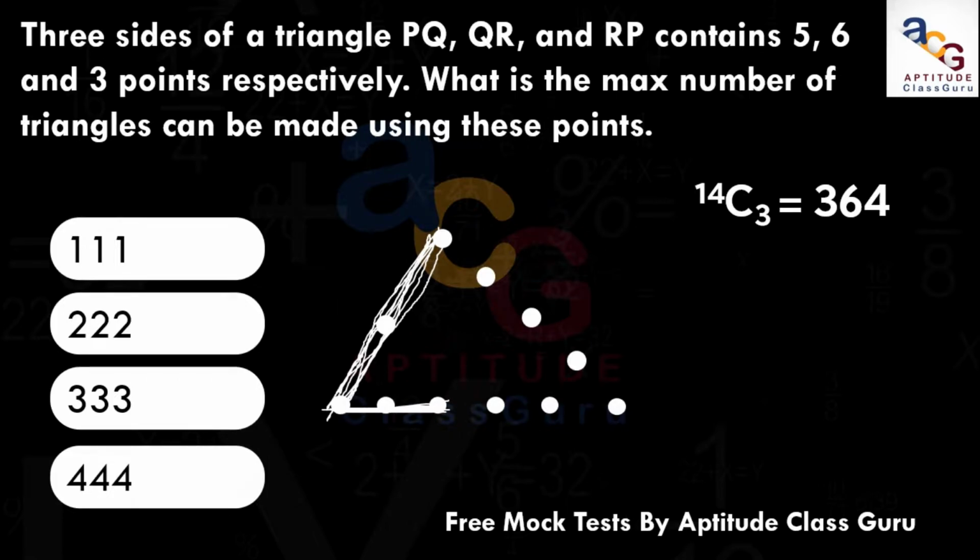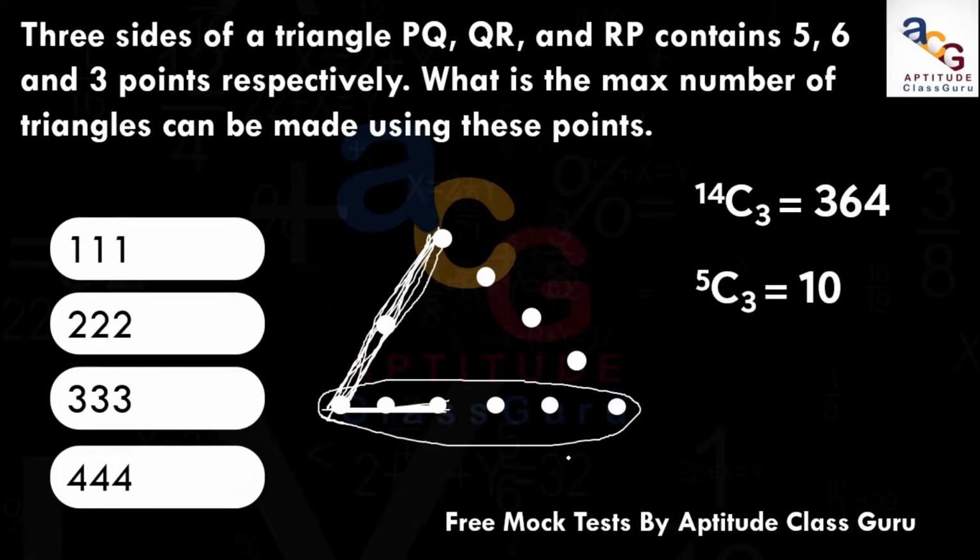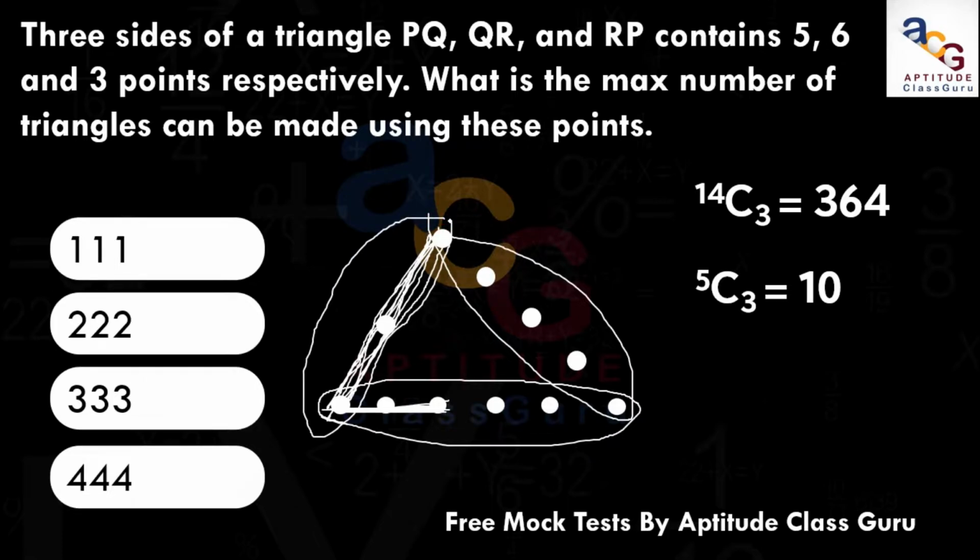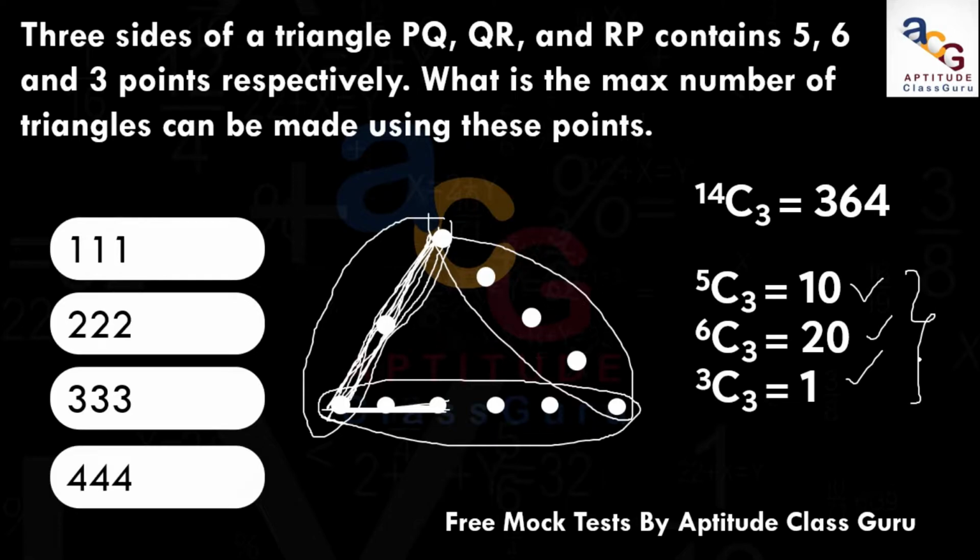I need to subtract the linear dots which are present in the triangle. How many ways can 3 dots be chosen among these 6 dots is nothing but 6C3, and among these 5 dots it is 5C3, and among these 3 it is 3C3. If you assume these linear dots, the answers will be 20, 10 and 1, which add up to 31. These are the cases where we can't make a triangle. It will give you the straight line cases, such that 364 minus 31 is the answer.